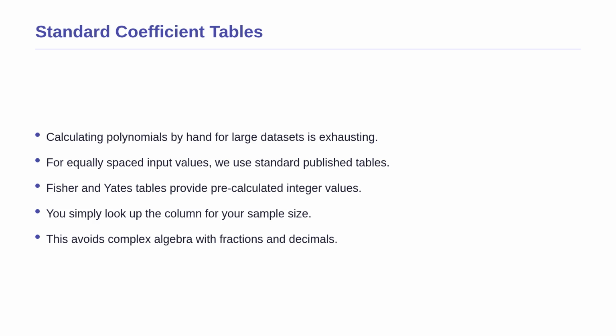In the real world, calculating these polynomials by hand for large data sets is exhausting and highly prone to arithmetic errors. Fortunately, statisticians have already done the heavy lifting for the most common experimental scenario, when your input values are equally spaced. For equally spaced predictor values, we use standard published orthogonal polynomial coefficient tables, such as the famous Fisher and Yates tables. These tables provide pre-calculated simple integer values for linear, quadratic, and higher order trends, based solely on your sample size. Instead of doing complex algebra with fractions, you simply look up the whole numbers in the table.